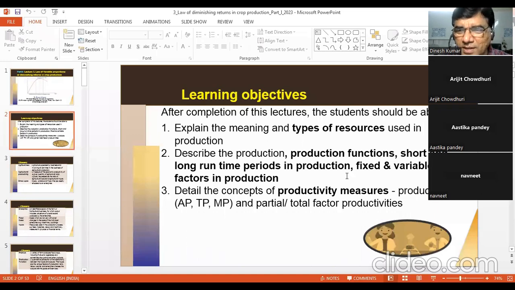So can anybody tell me the difference in fixed and variable cost? Sir, fixed cost does not change with the amount of production, and the variable cost changes with the amount of production. Exactly, exactly. Very nice. And can anybody tell me the difference in AP, TP and MP? This is just to generate some interest in you so that you can learn it more effectively. I'm not testing your knowledge. It is just to generate some interest in you so that you are attached to the topic. AP, TP, MP.